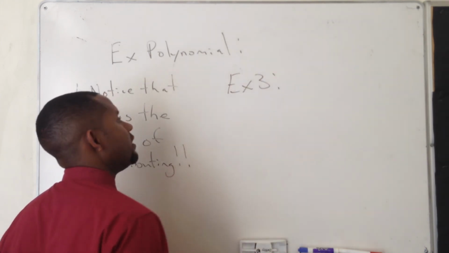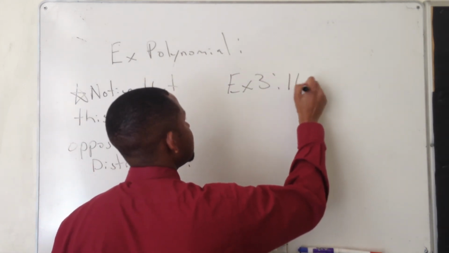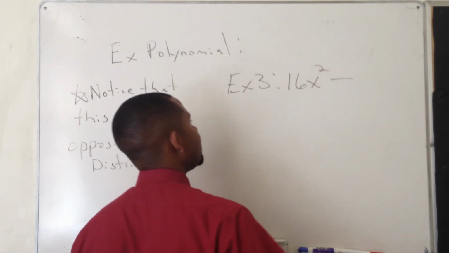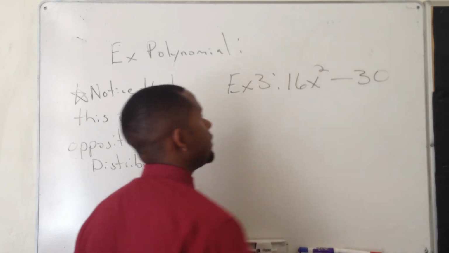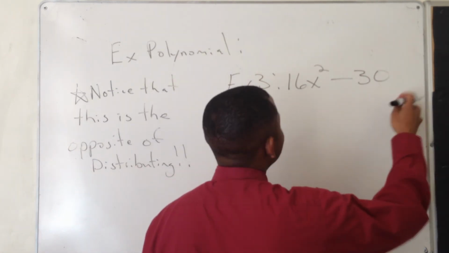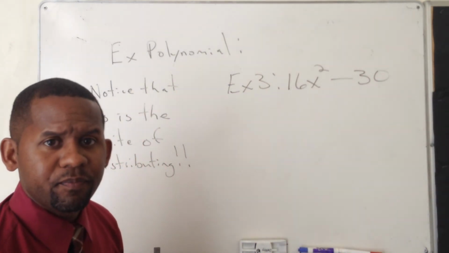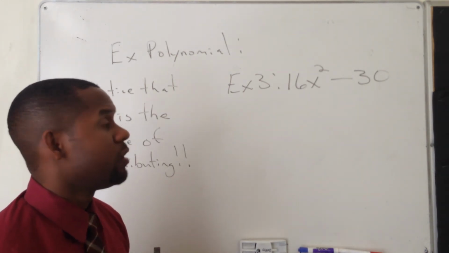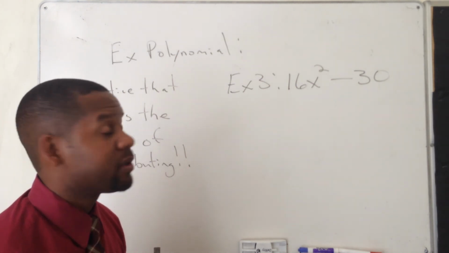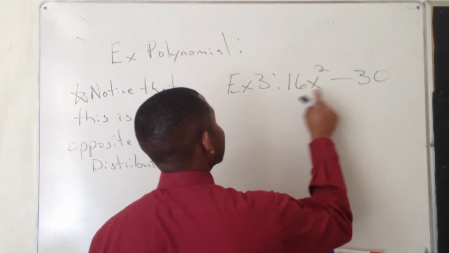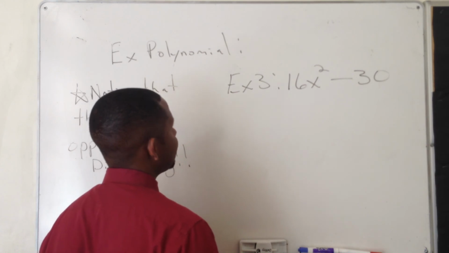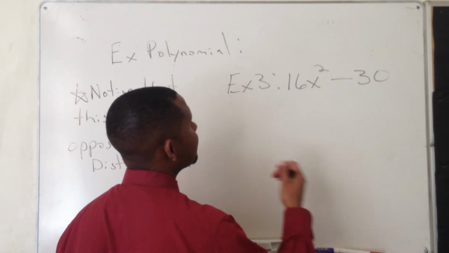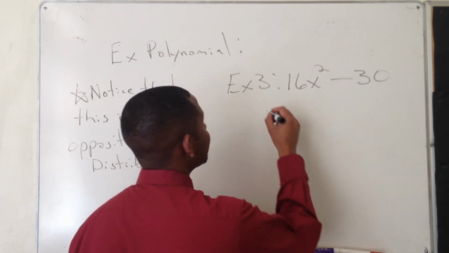Example 3 says 16x squared minus 30. So I got to factor this. So hopefully you just did it. But if not, you're thinking, okay, well, what can I take out of 16 and 30? I can take a 2 out. I can take a 4 out. And that's it. No, I can't take 4 out. I think the biggest thing I can take out is 2.